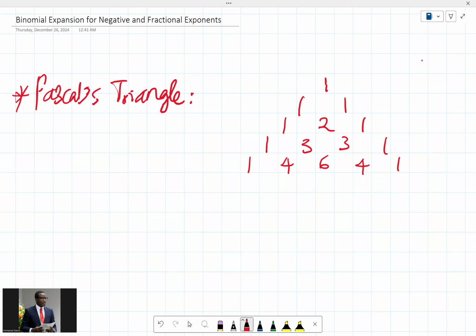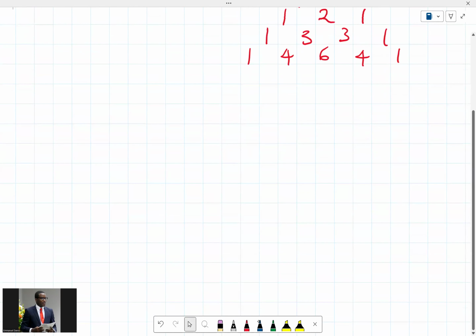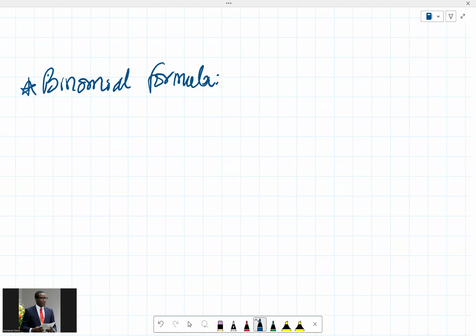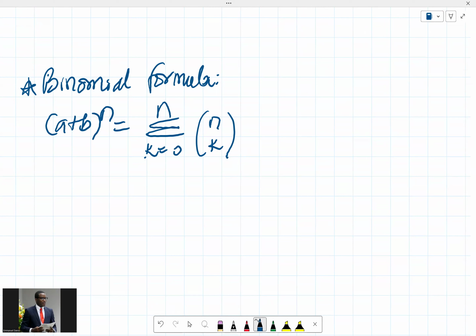Now, in the second video, we went ahead to talk about the binomial formula. And for the binomial formula, the expansion was something like this: if you had (a plus b) raised to the power n, that will be equal to the summation from k equals 0 to n of n combination k, then you have a raised to the power n minus k, b raised to the power k.